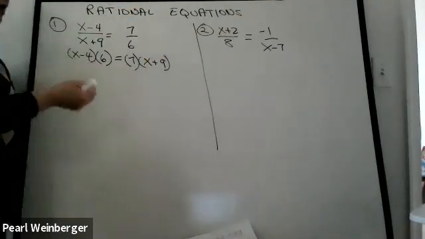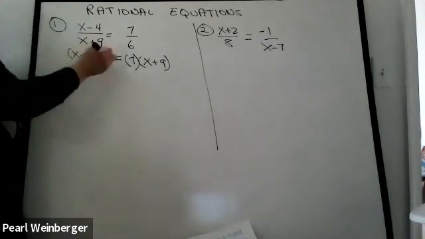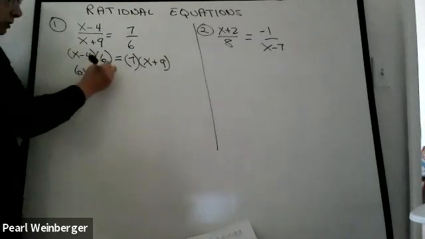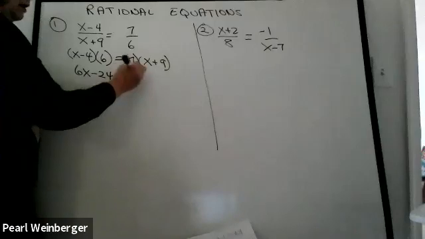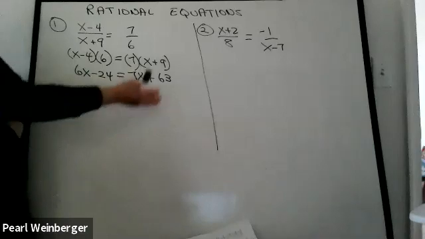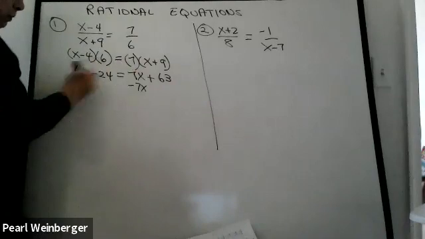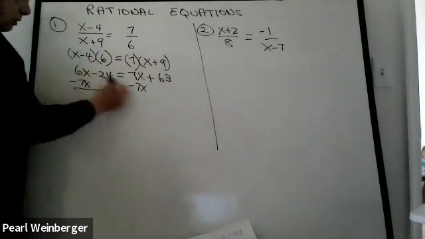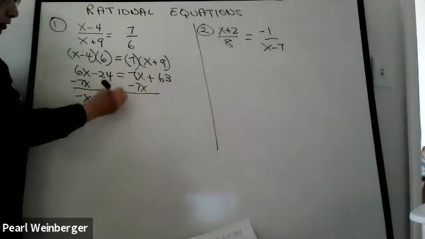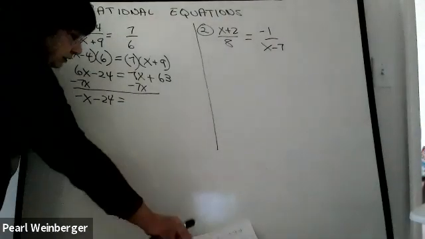The advantage of that is that you don't have any fractions anymore. Multiplying this out using the distributive property gives me 6x minus 24. On this side, we get 7x plus 63. And now we want to bring the x's to one side and the numbers to the other side. I'll subtract 7x from both sides. That'll give me negative x minus 24 equals 63.